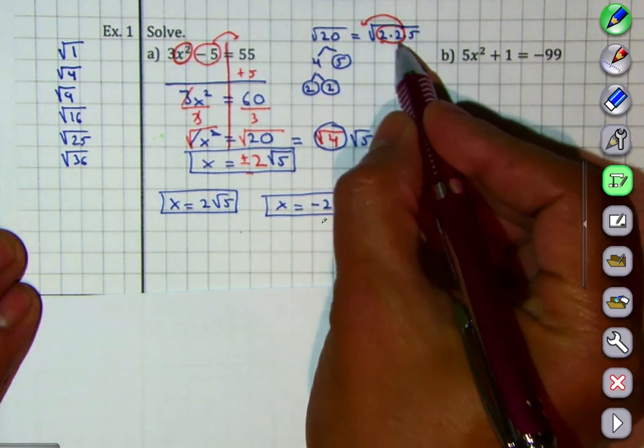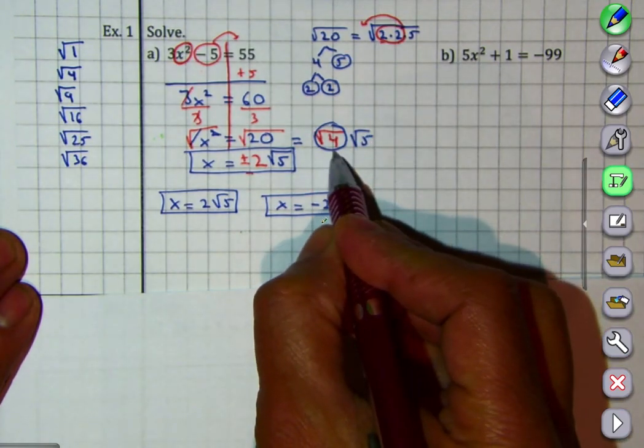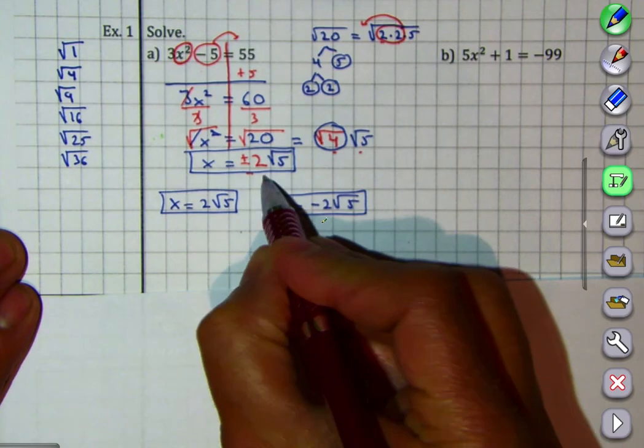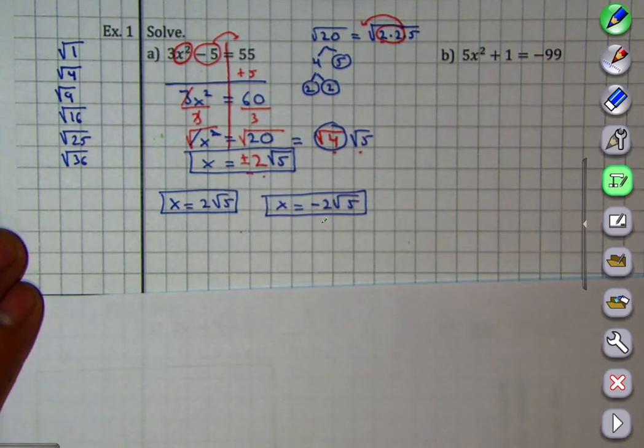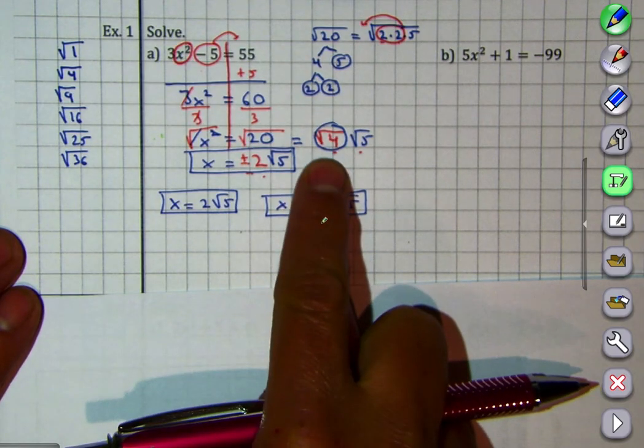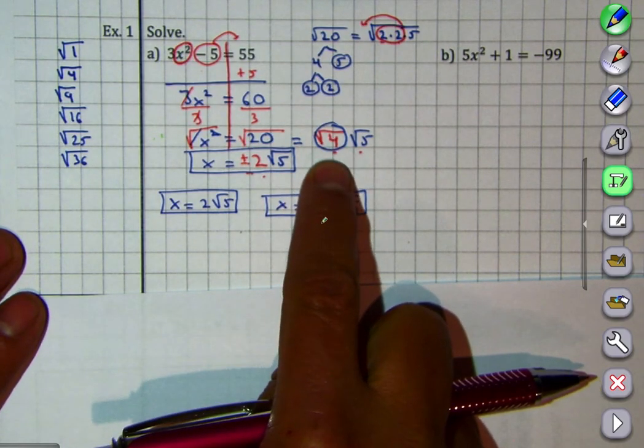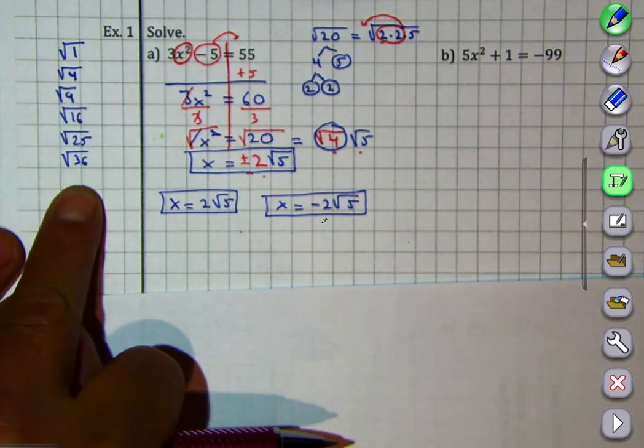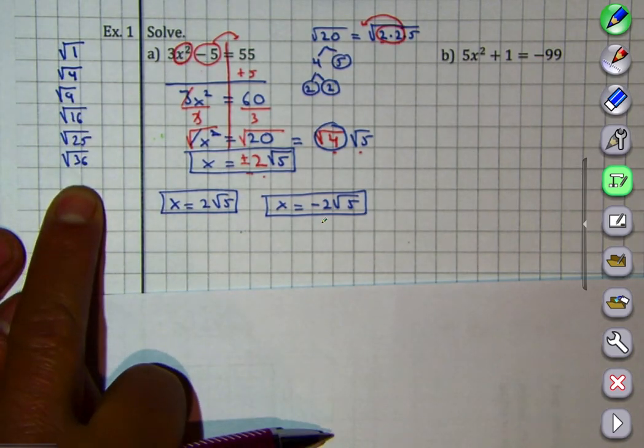Because 2 times 2 is 4, so square root of 4 times 5. And that gives you the answer. So either way will work. But most of you guys will prefer it this way. But you have to make sure that your perfect square gets written down first. And you can only use those numbers, which are the perfect squares.